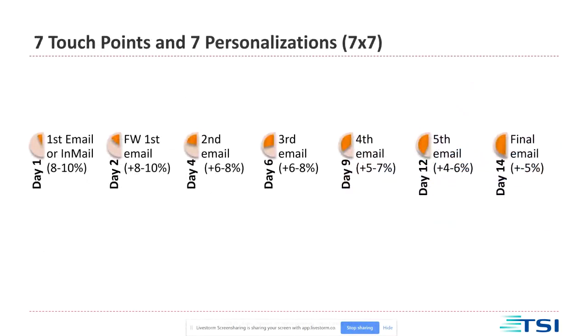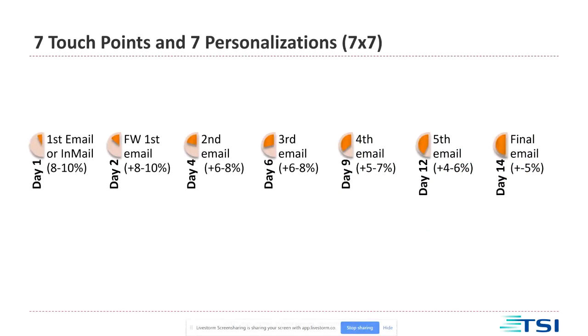Now let's get to the plan. So I told you the first part of the 7. Here's the other part of the 7. It's 7 messages. So you're going to personalize the message 7 different ways, and then you're going to contact them. It's 7 touch points. You're going to contact them 7 times.